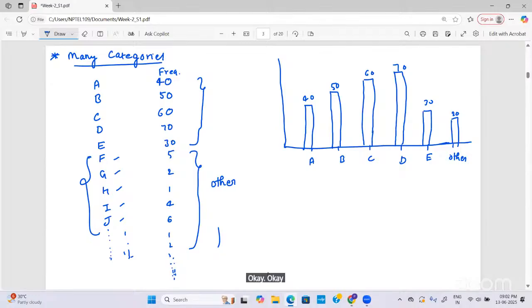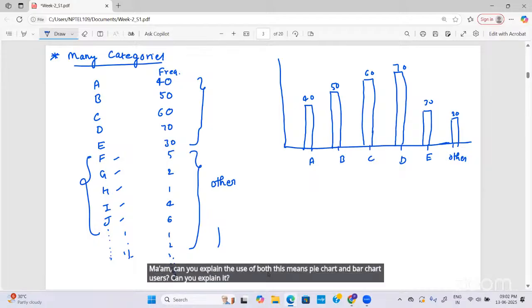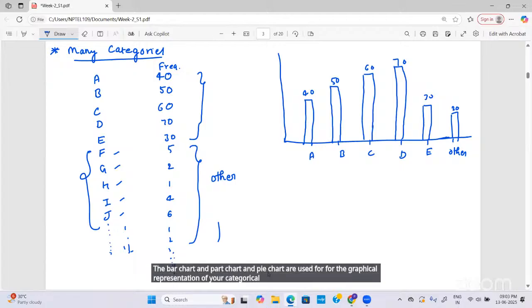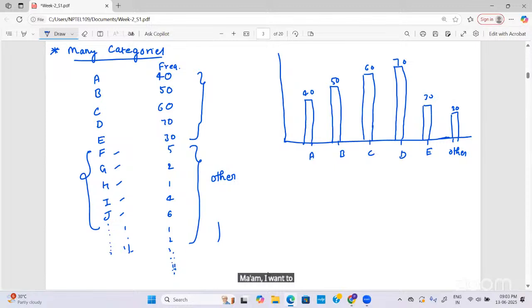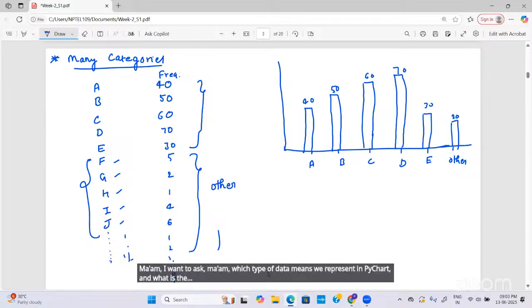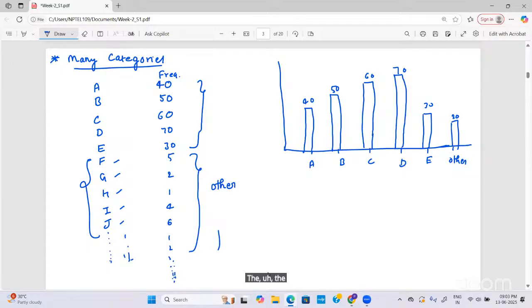Okay, thank you. Ma'am, can you explain the different uses of pie chart and bar chart? The bar chart and pie chart are used for the graphical representation of your categorical variable. Ma'am, which type of data do we represent in a pie chart and what is the main difference between them? The bar chart and pie chart both are used for categorical variables only.